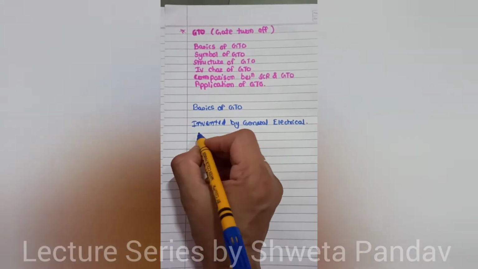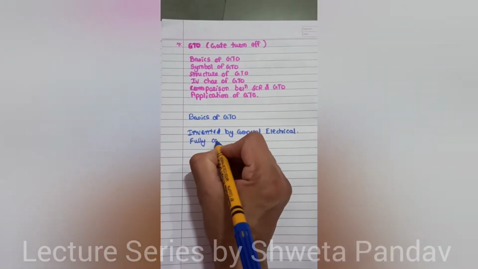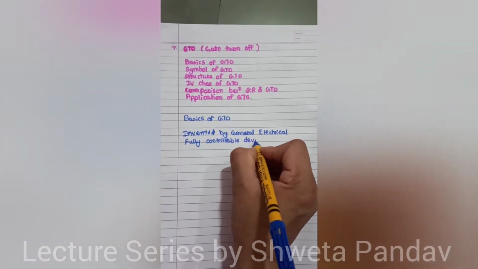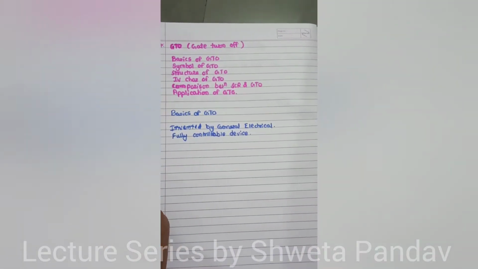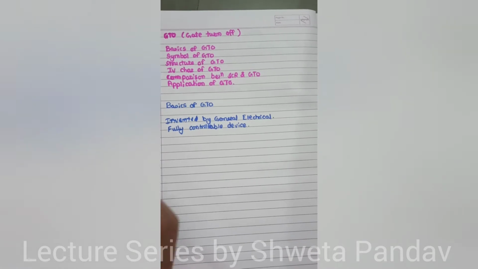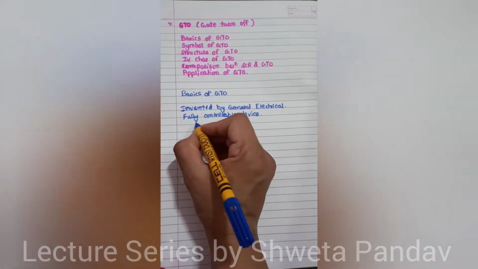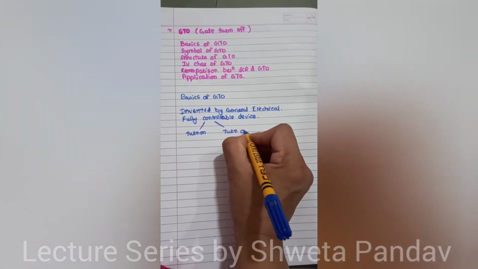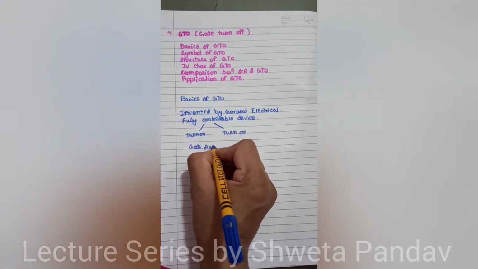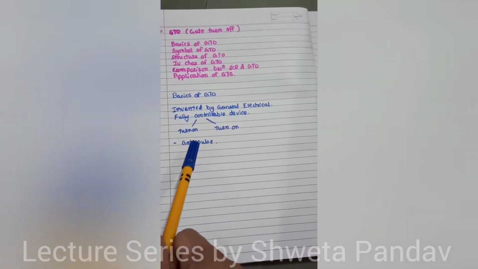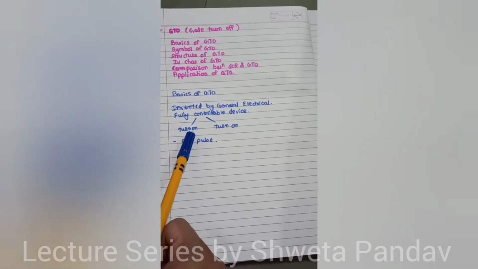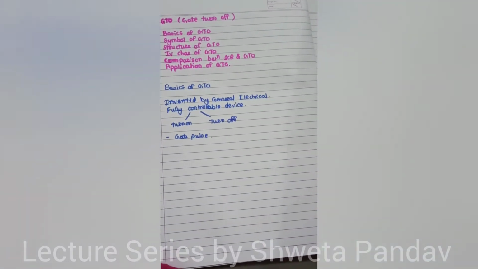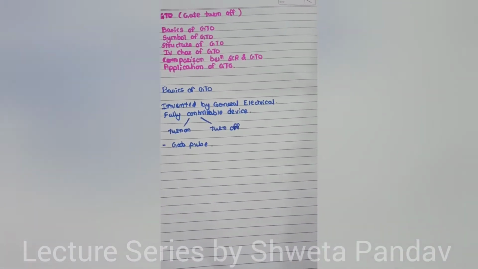It is a fully controllable device. Means it can be turned on and turned off with the help of positive and negative gate pulse. While in SCR, we can only turn on the SCR with the help of gate pulse, but here in GTO we can turn off the GTO with gate pulse.